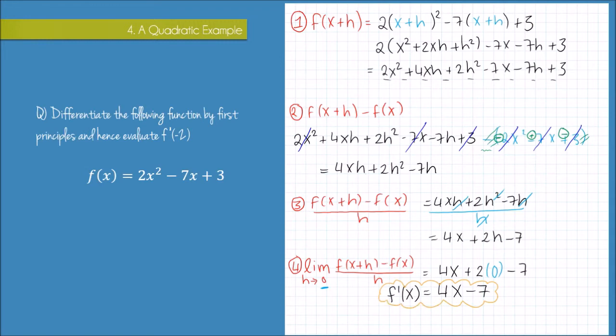Okay, so the very final part of this question is to evaluate this first derivative when x is minus 2. So that means we just sub in minus 2 for x. So 4 by minus 2 minus 7, that is minus 8 minus 7, which is minus 15. And that is the last part of the question. We just used differentiation by first principles to find the first derivative, and then we evaluated a specific derivative at a point.